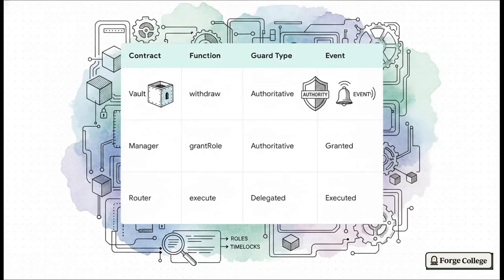Let's see how this all builds into an actual integration matrix. Every single row in this table represents a small, highly actionable implementation task for your capstone project. Look at the top row. Your Vault's withdraw point gets an authoritative guard, it emits a withdraw requested event, and it hooks directly into a static analysis check for roles and time locks. By breaking it down like this, the honestly overwhelming task of securing a contract suddenly becomes a super manageable checklist.